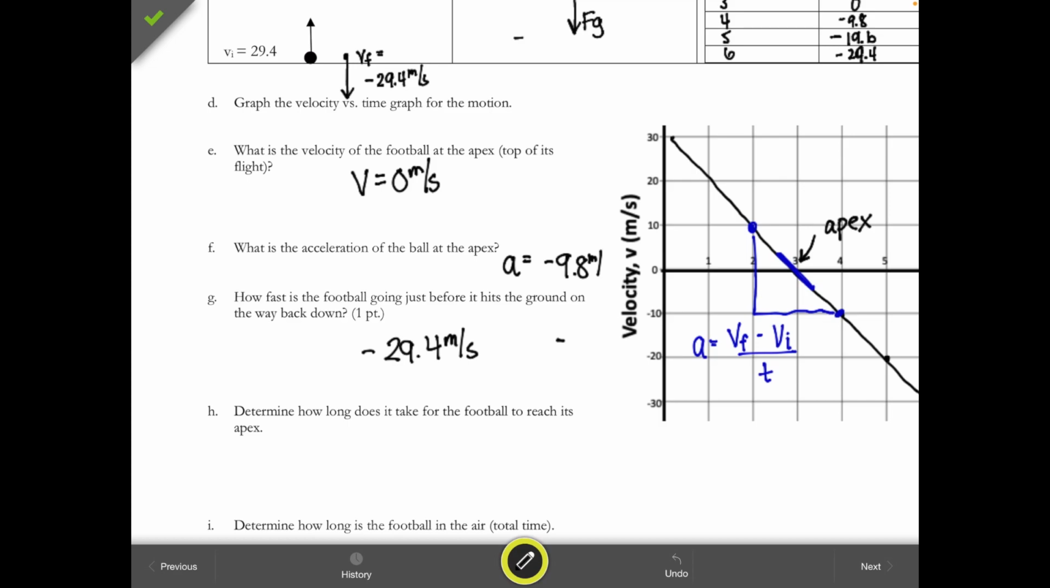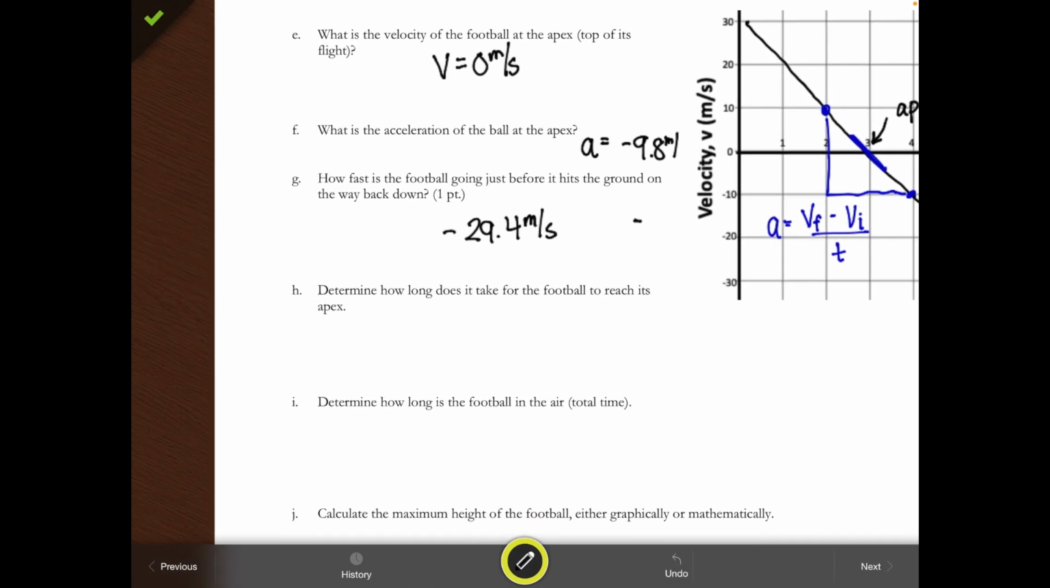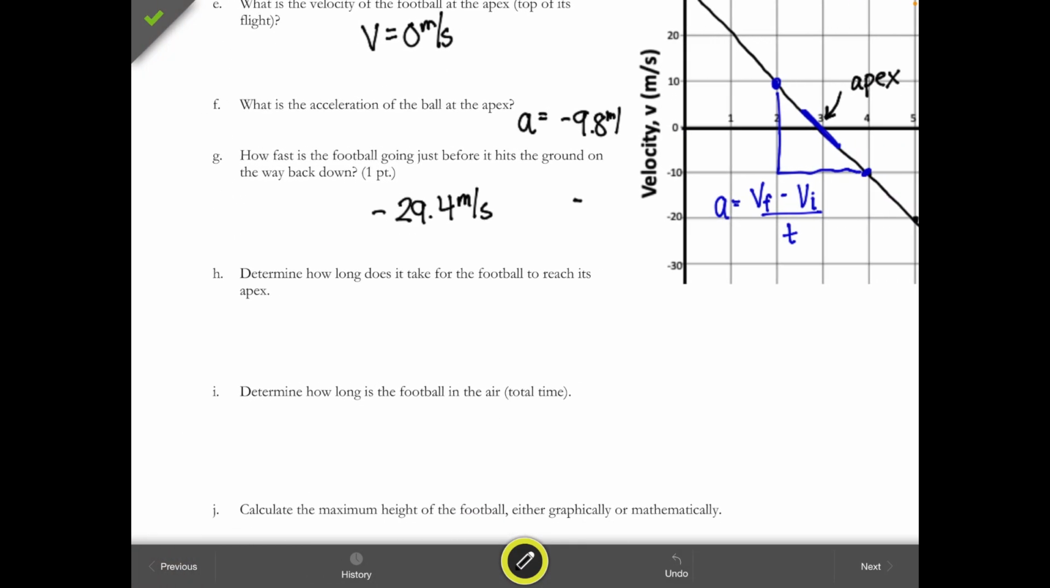How long does it take for the football to reach its apex? It took 3 seconds. Now, if you want to work this out with kinematics, and I'd like to remind you how to do this, we know that the ball starts from the ground with an initial velocity of positive 29.4. The final velocity is 0 at the apex, and the acceleration was negative 9.8. I'm going to use this to calculate time. So I'm going to use our acceleration equation.